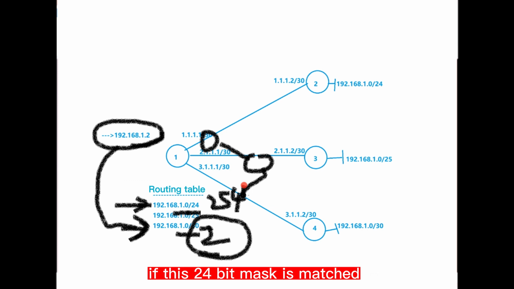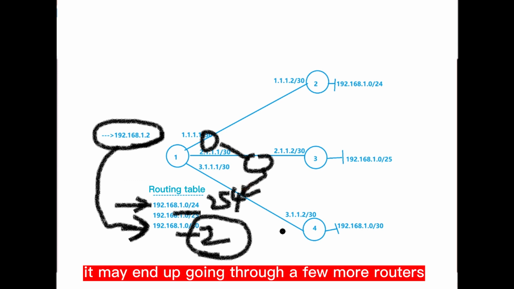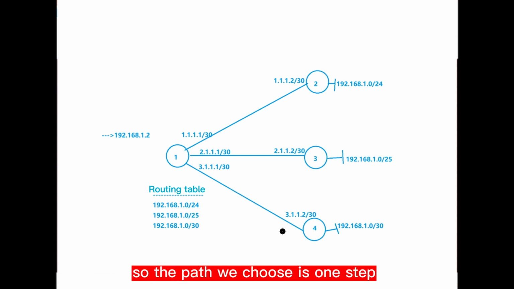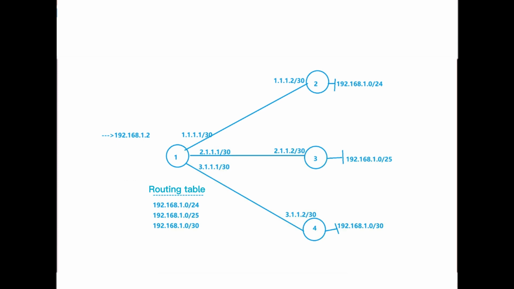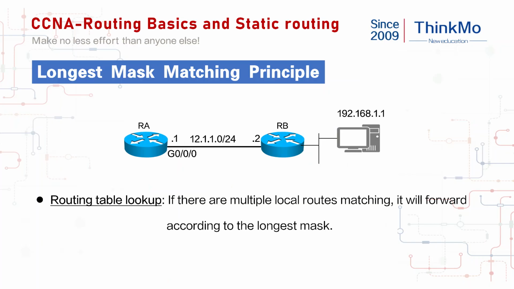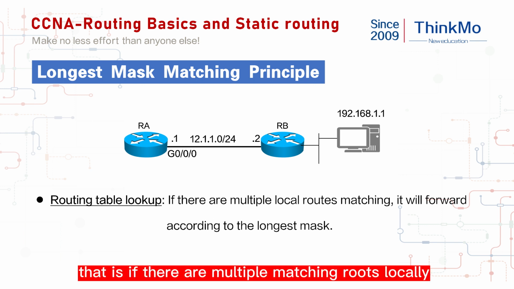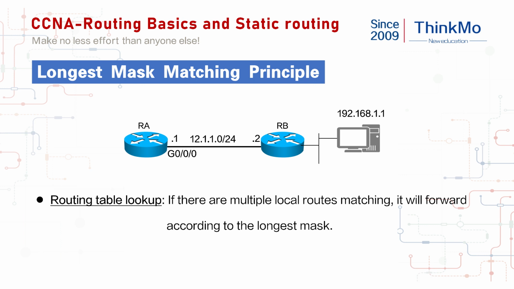If this 24-bit mask is matched, it may end up going through a few more routers to arrive. So the path we choose is one step: choose the most accurate. This is the lookup principle. Then there is a difference between the table lookup principle and the table addition principle. The lookup table principle is called the longest mask match. That is, if there are multiple matching routes locally, it will be forwarded according to the longest mask.